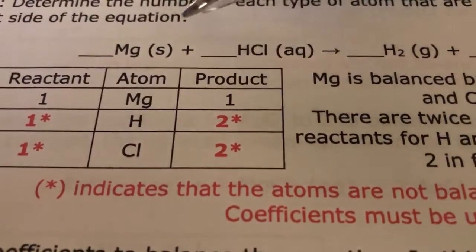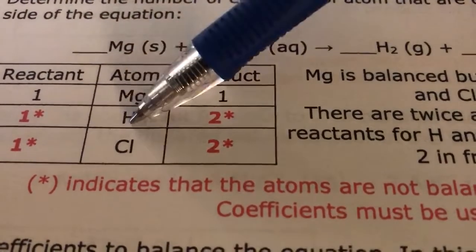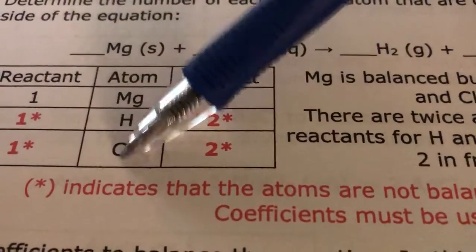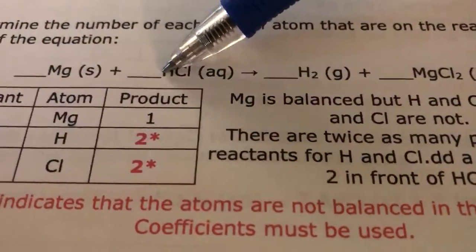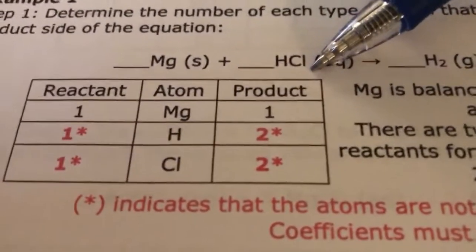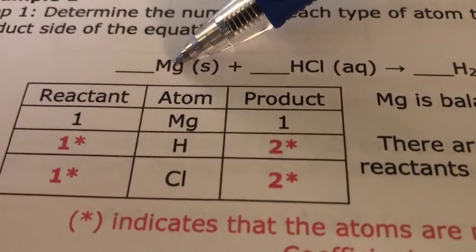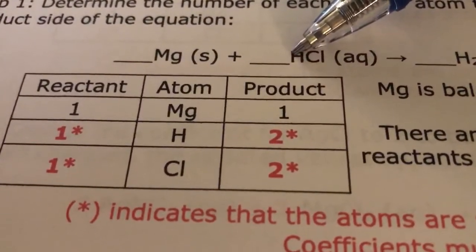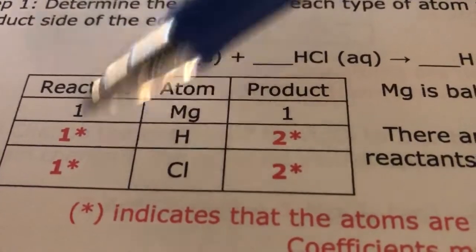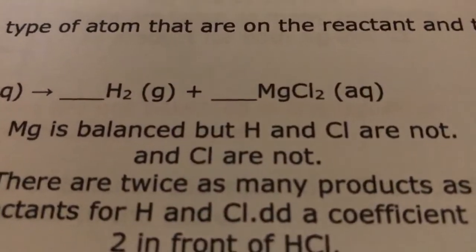So we have magnesium, hydrogen, and chlorine. We made the list. Those are the only 3 elements in this reaction: magnesium, hydrogen, and chlorine. And what I do is I look at the reactant side and I say, okay, let's look at magnesium. How many magnesiums are here? And we write 1. How many hydrogens are here? And we write 1. How many chlorines do we have here? And we write 1.